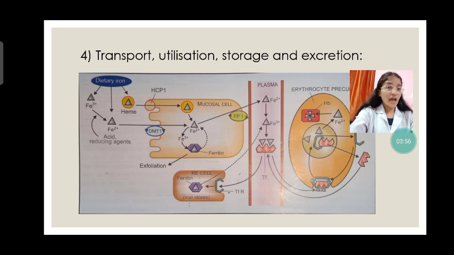Now the iron which is absorbed in the intestine combines with ferritin to form apoferritin. Now this apoferritin aggregates to form hemosiderin. So this is the metabolism of iron.